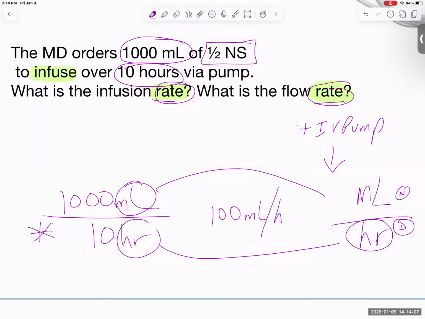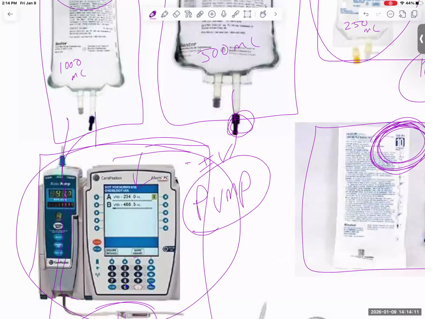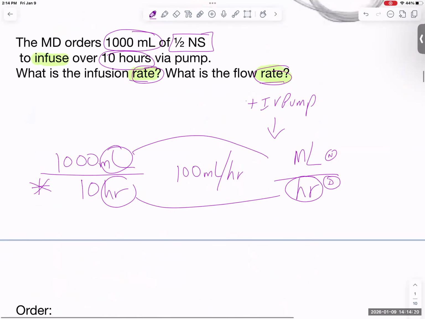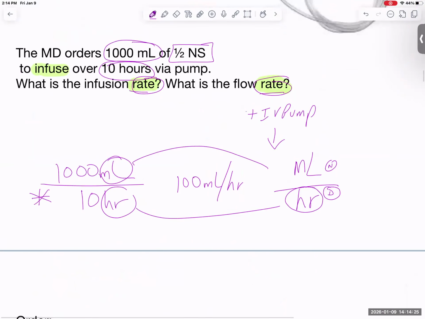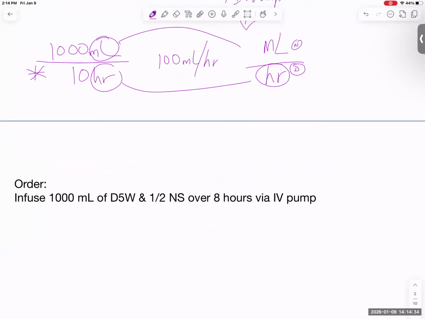That means I'm going to puncture my bag, poke the tubing through here. I'm going to punch into this computer 100 and hit start. And it will deliver 100 milliliters of half normal saline every hour for 10 hours. And in 10 hours, the patient would have received 1,000 milliliters. That's it. Where you guys get hung up is if in the question it says that the tubing has a drop factor of 20.